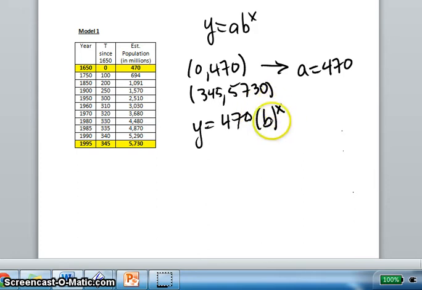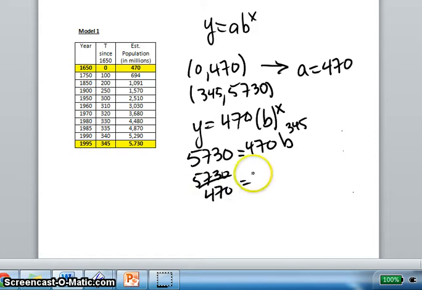We need one more point so that we can find the parameter b, and we'll choose the second point here and substitute the values for x and y in. So 5,730 equals 470 times b to the 345th power. That's a pretty big power. Undoing this equation here starts with dividing by 470. So I get 5,730 over 470 equals b to the 345th power.